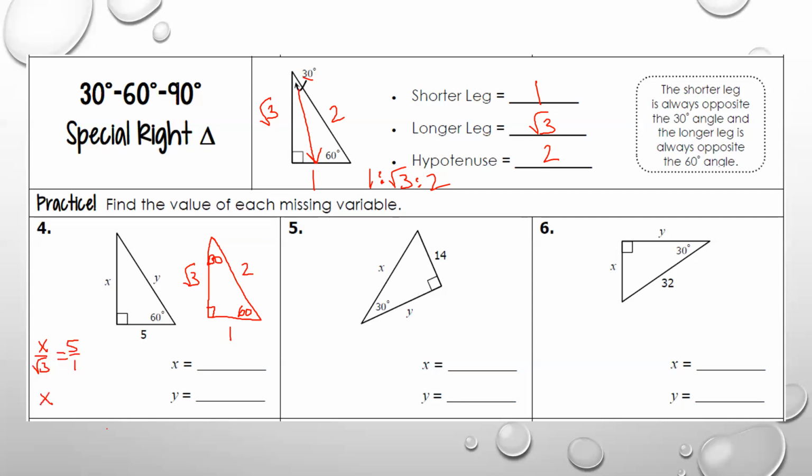Cross multiply, x equals 5 root 3, and you can leave it 5 root 3. You don't have to put it in a calculator. You don't have to use any decimals. I would prefer it if you didn't round it. This is a nice exact answer, so we're going to leave it 5 root 3. Now y corresponds to 2, and 5 corresponds to 1. Cross multiply. Oh, this is pretty. Y equals 10.